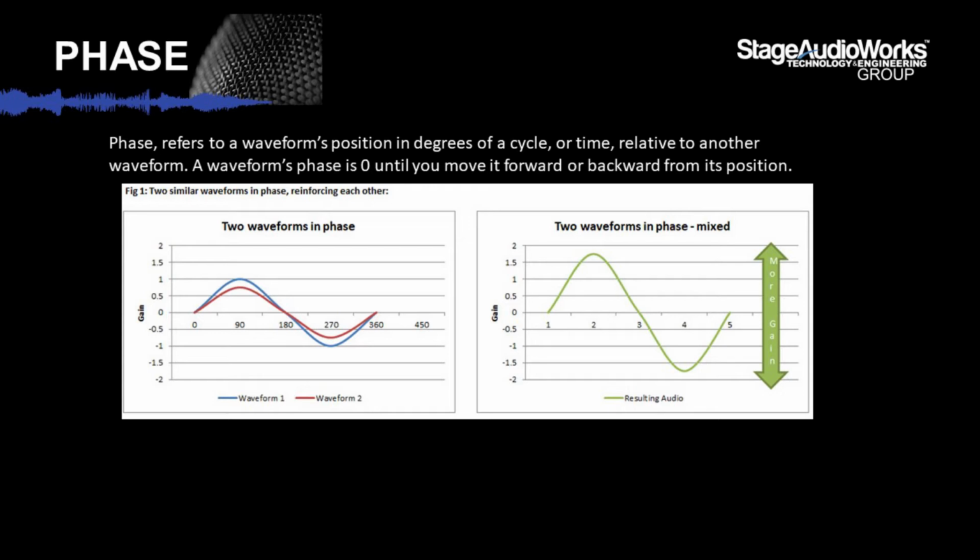If you look at this little diagram we have here, these two waveforms are similar, except that waveform 2, the red one, is at lower gain than waveform 1. So they're perfectly in phase with each other and are both of positive polarity. Because they are the same frequency, when you mix these two together, they reinforce each other perfectly. So the end result, this diagram on the right, is a waveform that is of higher amplitude or gain than either waveform 1 or waveform 2 would be on their own.